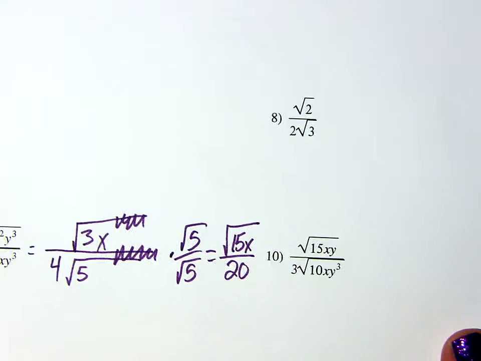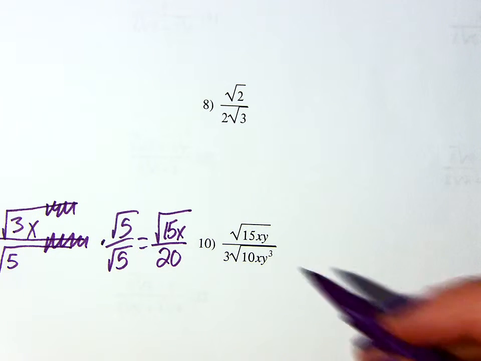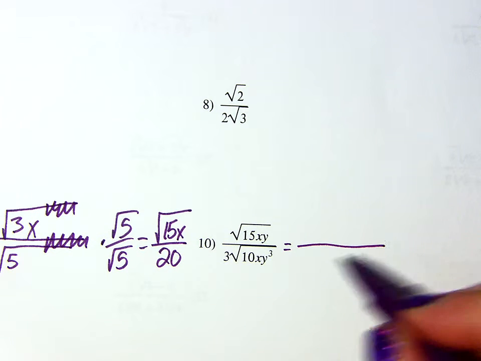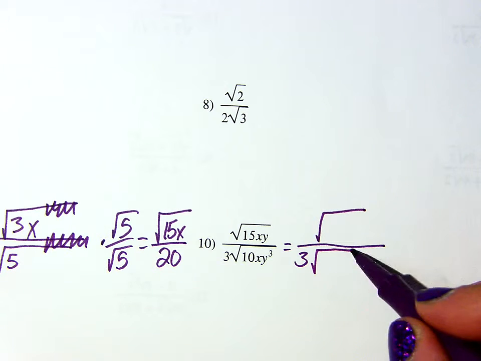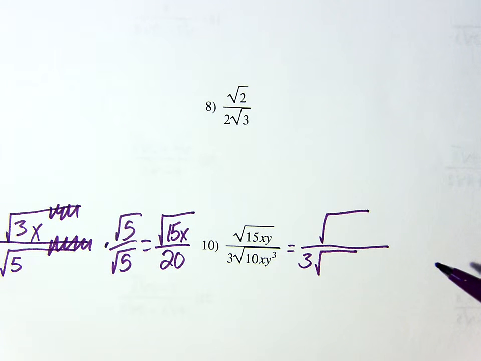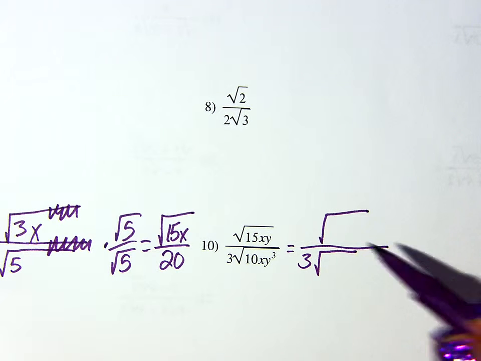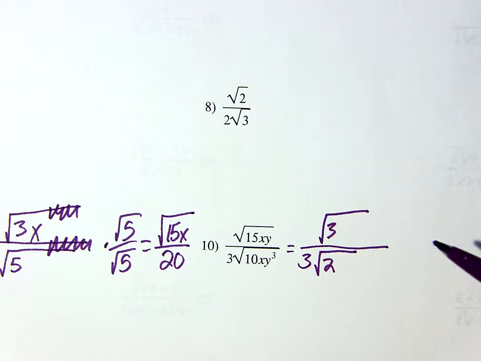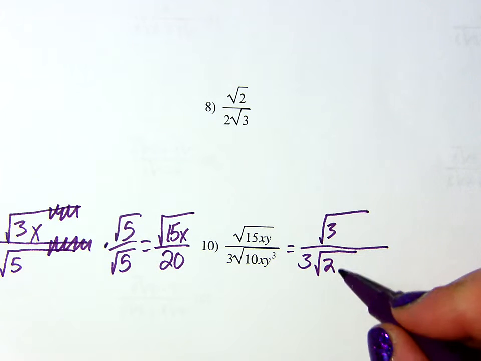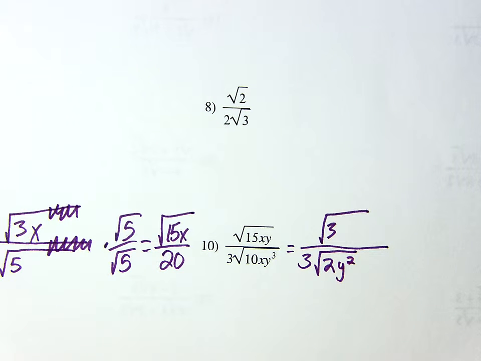So let's try 10 together. Again, that 3 on the outside, it's just going to stay there. And then let me set up my square roots on top and bottom. All right. 15 over 10 is going to reduce to be? 3 over 2. Correct. X's. Gone. Y's. You got it. Y to the second on the bottom.